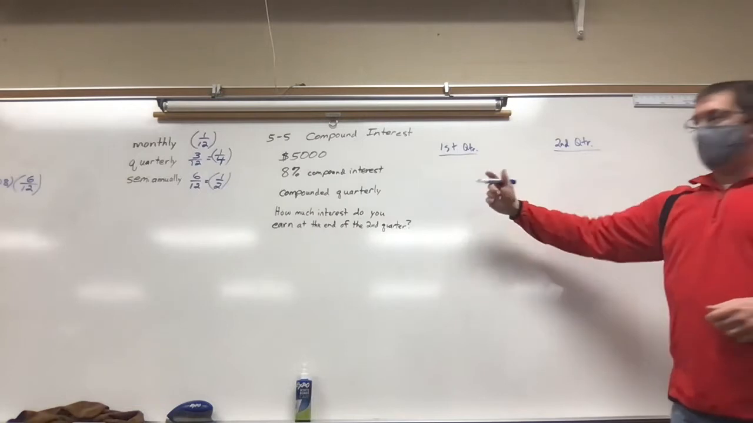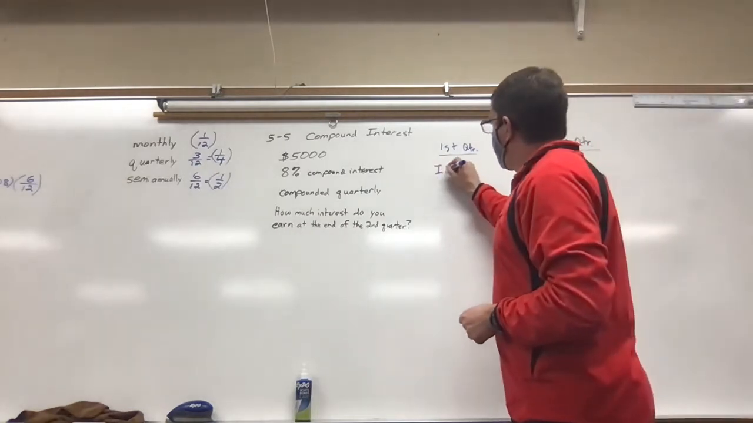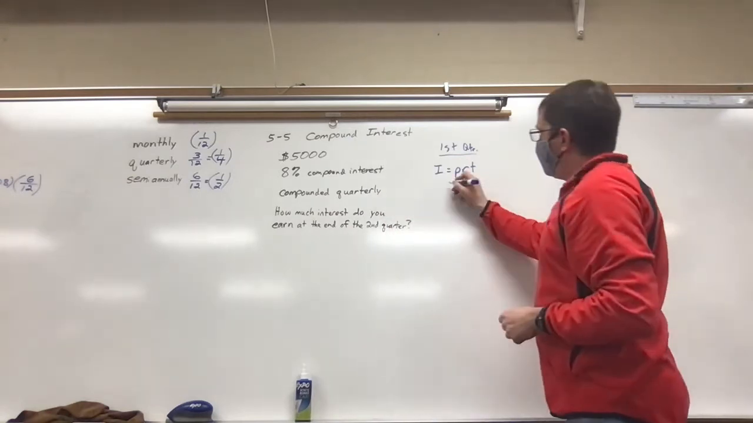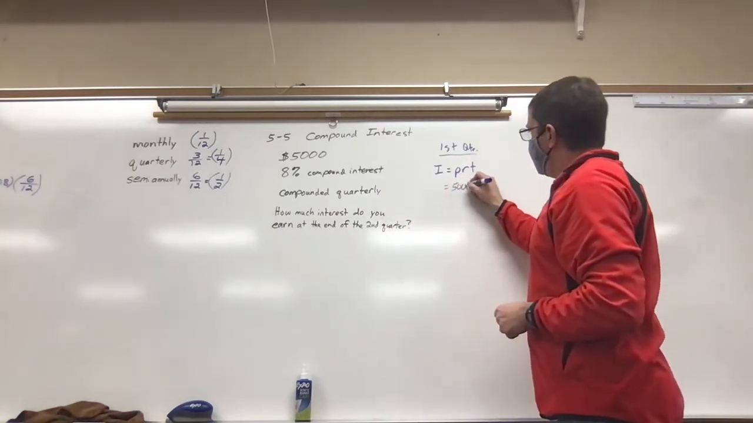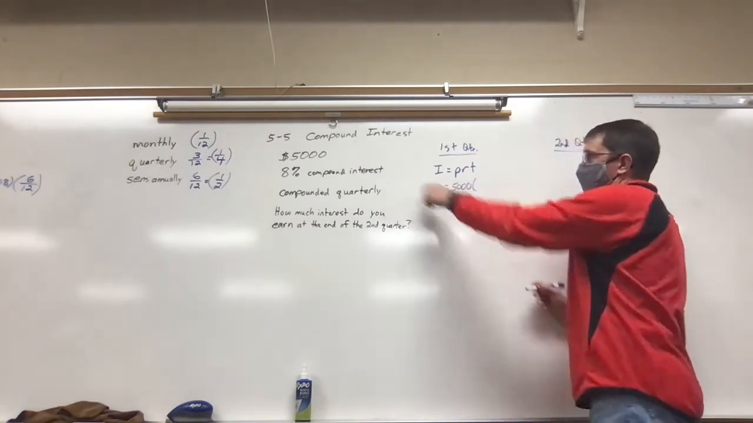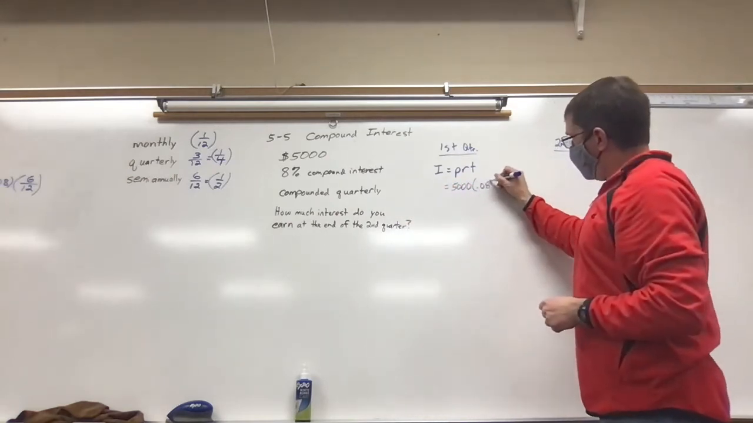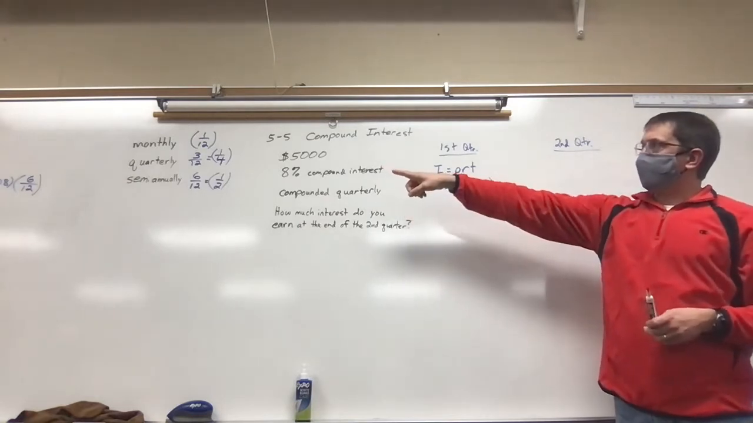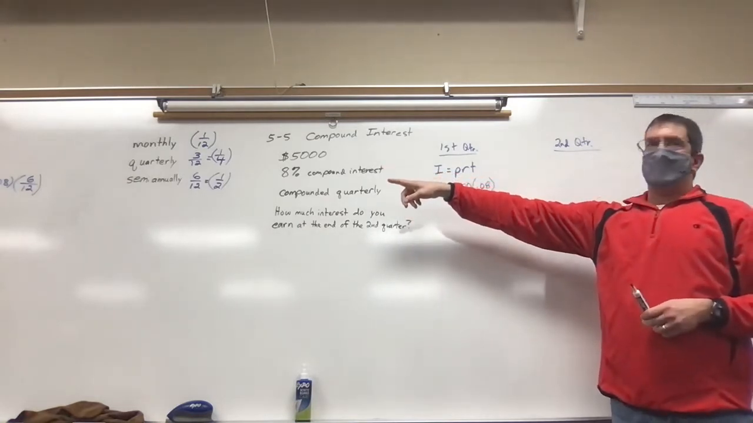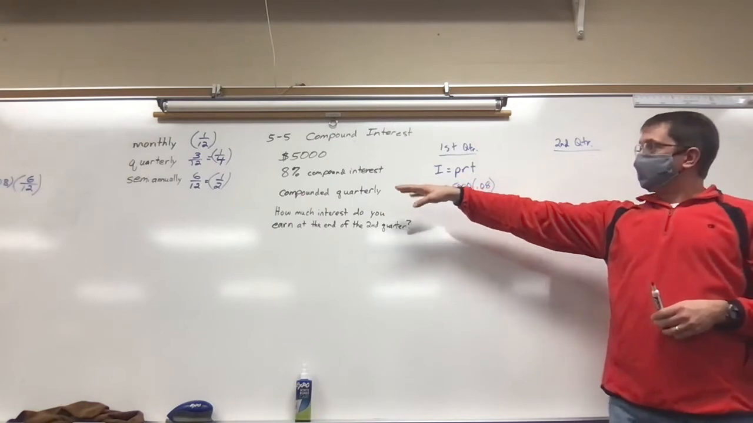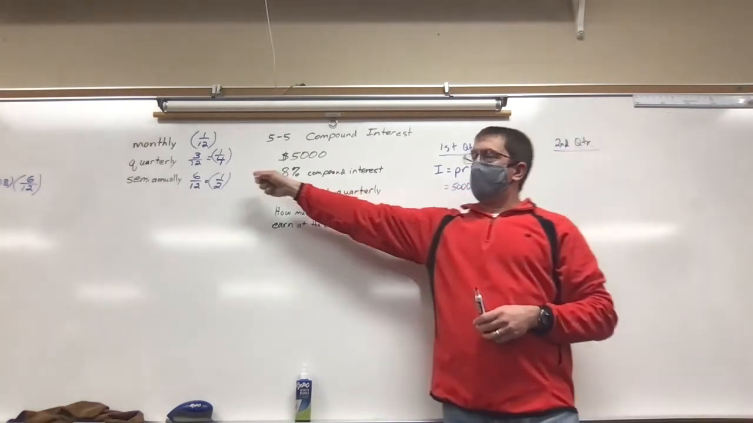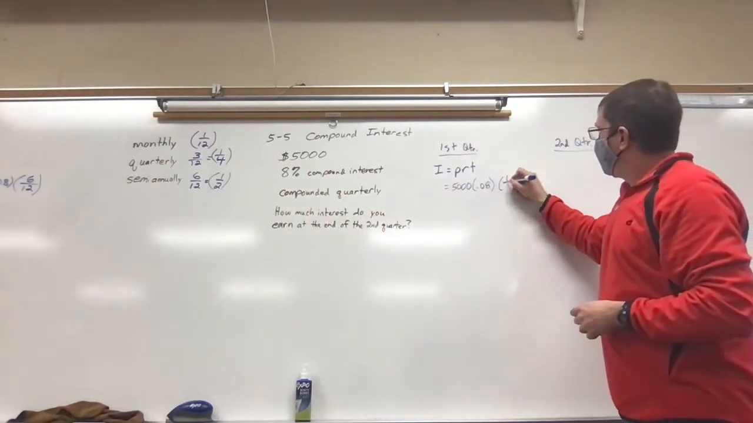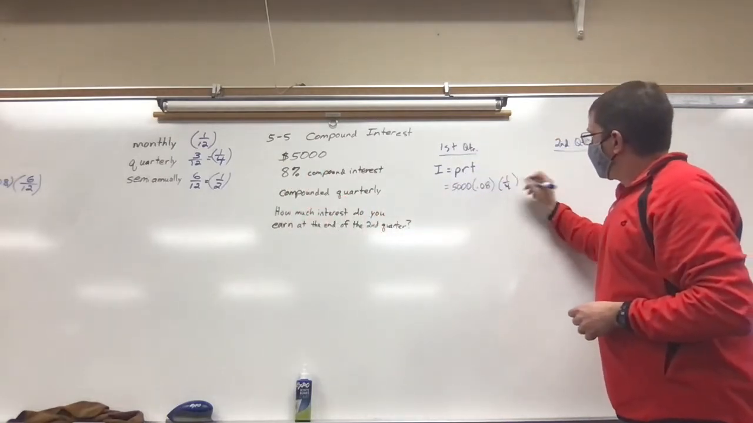And to do this, you go right back to your simple interest formula, I equals PRT. And the first time around here, we have $5,000 for our principal. The rate is still 8%. I'll put that in as 0.08. And then our time is going to be quarterly. What fraction do you use for quarterly? 1/4. That's supposed to be a 4 right there.